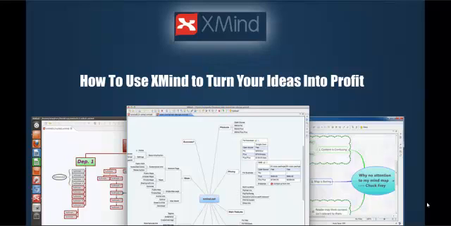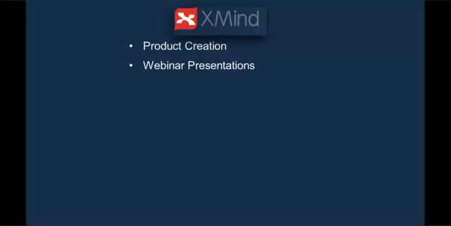Now, let me tell you a little bit about XMind before we move along into the course. XMind is a software, more or less a flowchart or diagramming software that you can use to create mind maps, okay? Let me take you through some of the things that you can do with a mind map. You can use it for creating products, like I mentioned before, and I'm going to be creating a product.